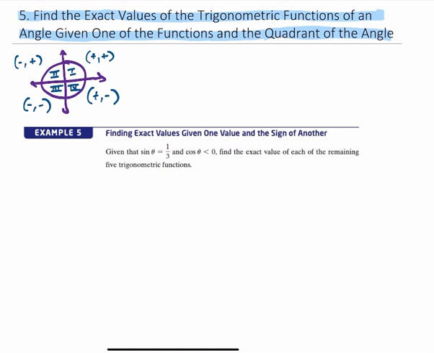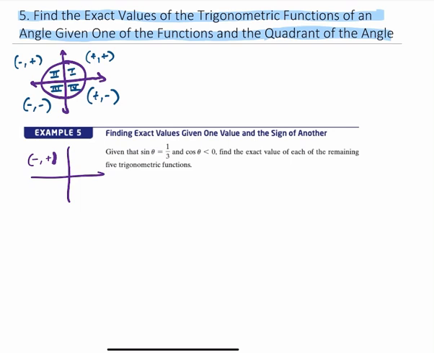Okay, let's take a look at example 5. It says given that sine of theta equals 1/3, so that's some starting information, and cosine is negative, find the exact value of the remaining trig functions. So first, I'm just going to identify which quadrant we're in. If the sine is positive and the cosine is negative, that means y is positive, x is negative. That should be over here in the second quadrant, where the x-coordinate is negative, y-coordinate is positive. So that'll be useful to know, and I'll show you why in a second.